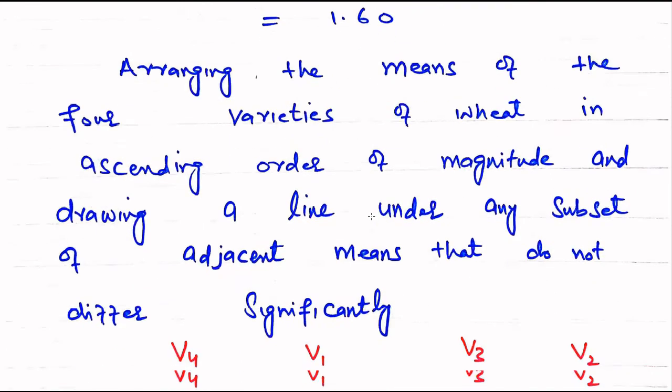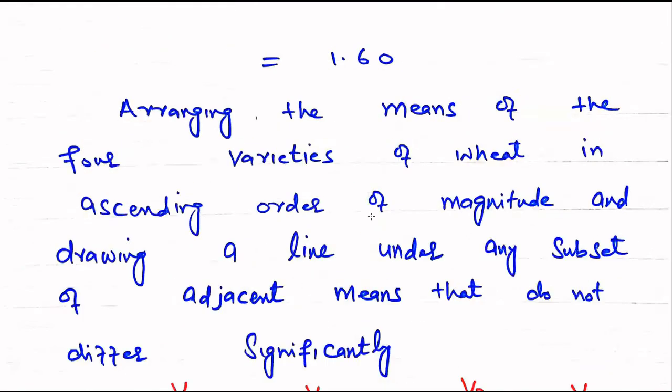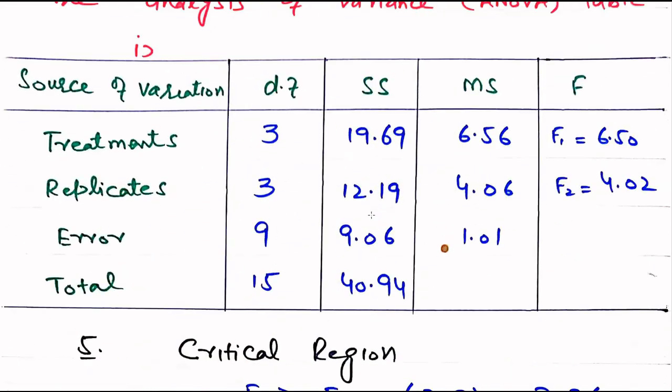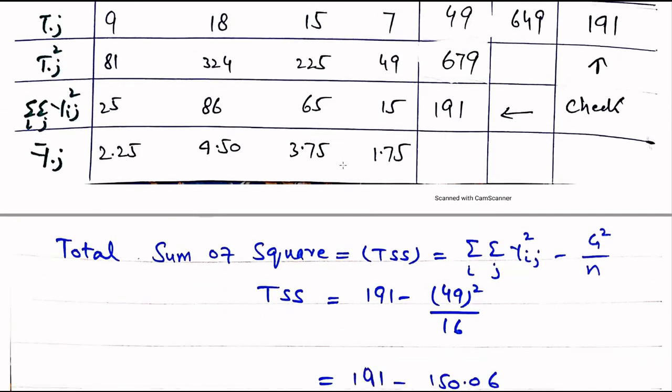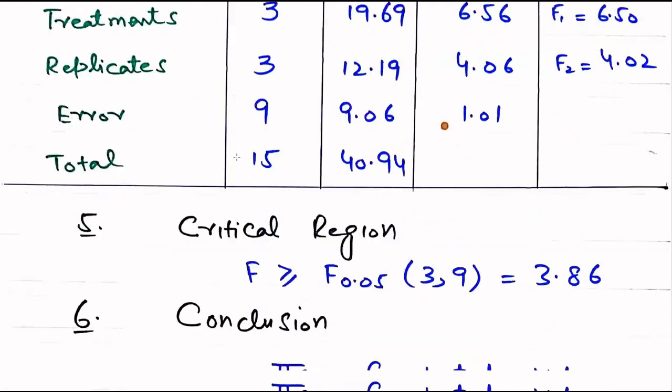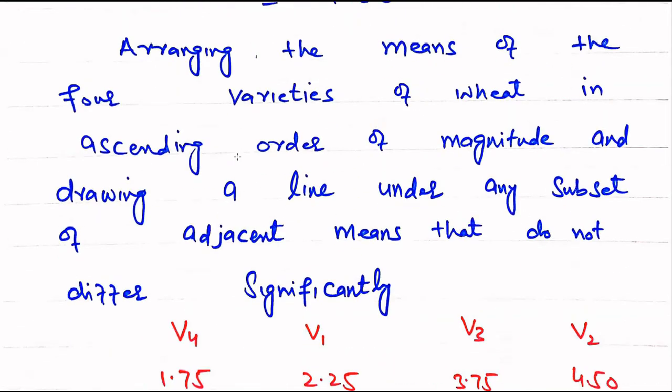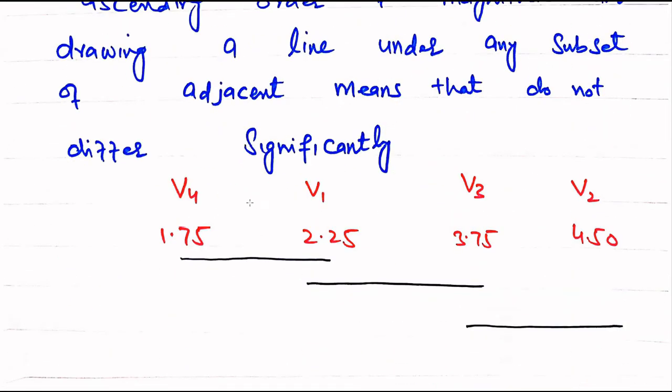Arrange the means of the 4 varieties of wheat in ascending order of magnitude. The means of the 4 varieties are those we calculated in this table. We arrange these means in ascending order. This is V4, I think this is first, and then V1 and V3 and V2. So we arrange in ascending order: V4, V1, V3, V2.